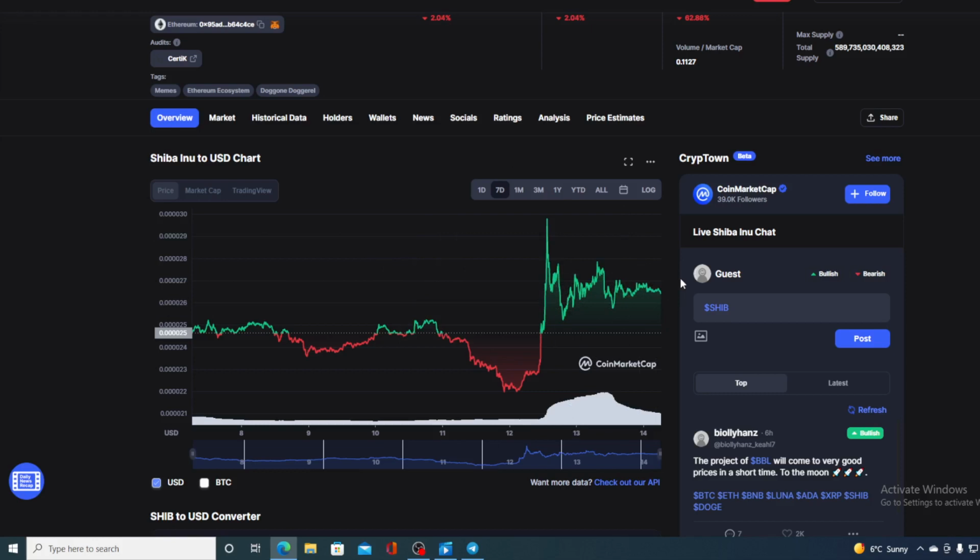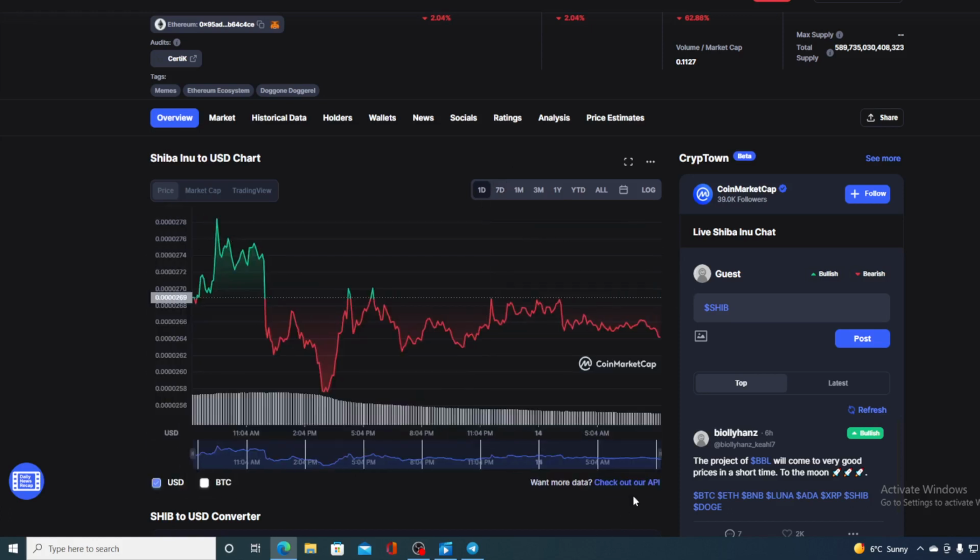Now, without any further ado, let me get back to that price prediction. So guys, where is this price going to go in the future? Let me first get back to that last 24 hours. We are looking at this price right over here, and this is not a price drop, guys.